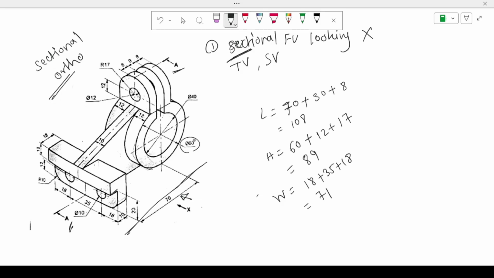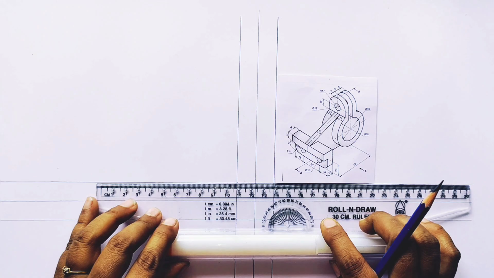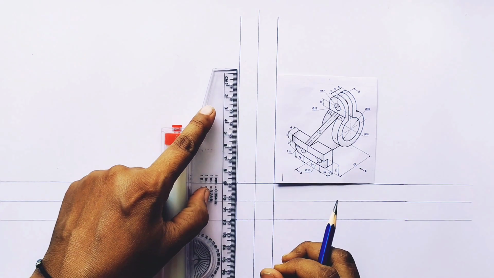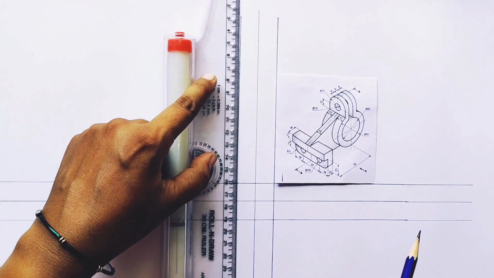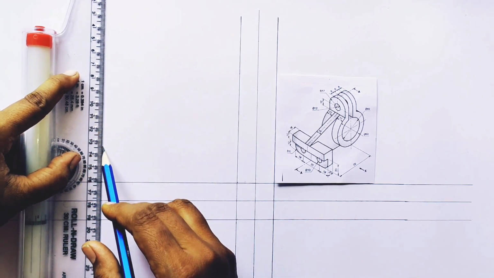During the actual construction of sectional orthographic projection on the drawing sheet, I will provide the necessary rules and the important tips that you must keep in mind while drawing the section. So let's start our actual construction. First of all, draw a rough box, that the length is equal to 108 and the height is equal to 89. So you will get an idea that our sectional front view will get fixed in that box.